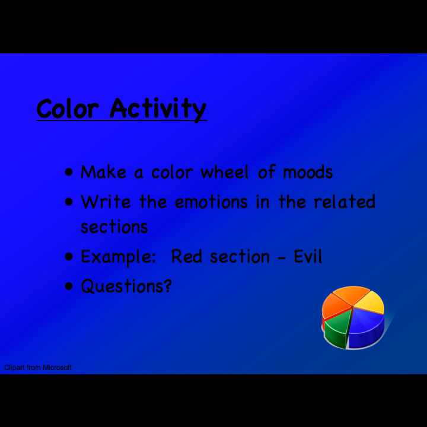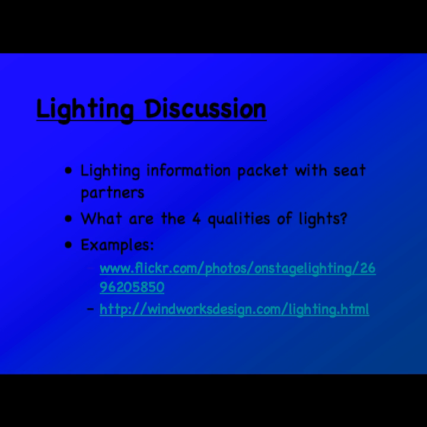Everyone take a lighting information packet. Question for today is, what are the 4 qualities of light? Intensity, distribution, color, and movement. Some examples of these. The first picture looks like there's a lot of movement with the blue lights. Maybe even the dots in the darker area are moving or are supposed to represent nighttime.